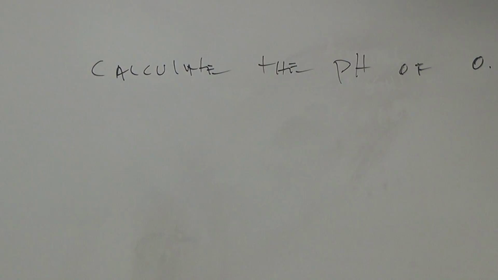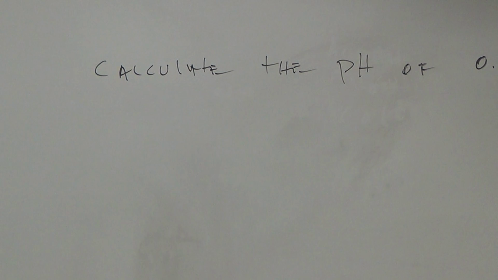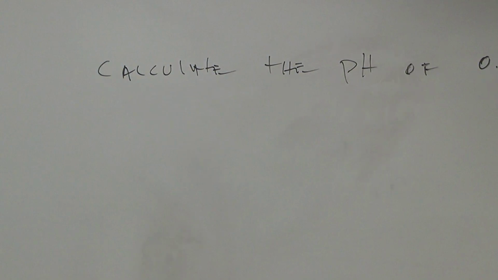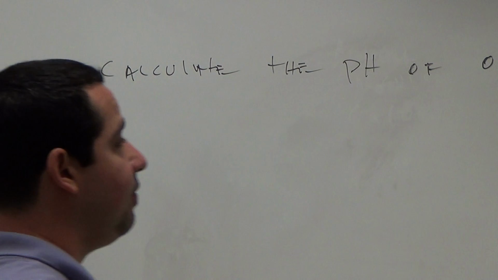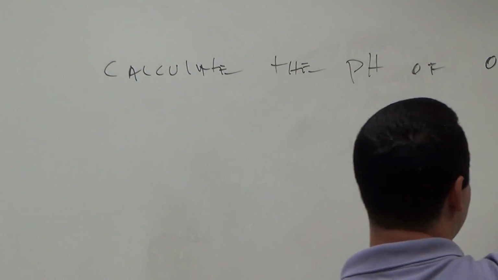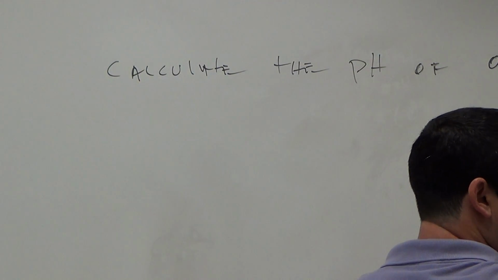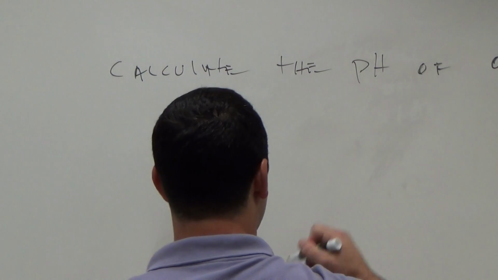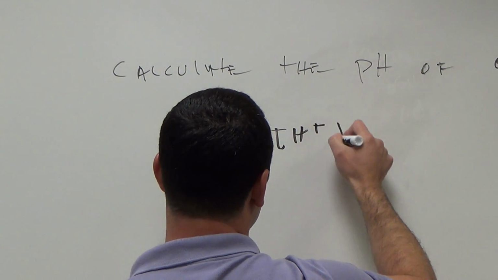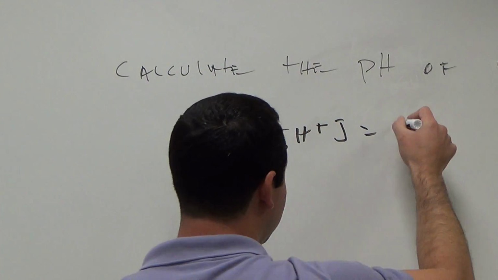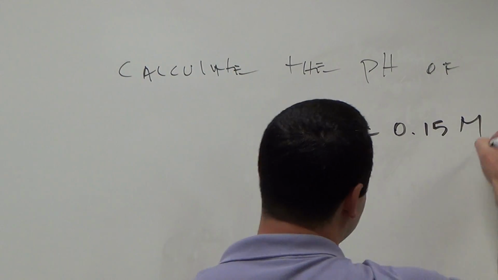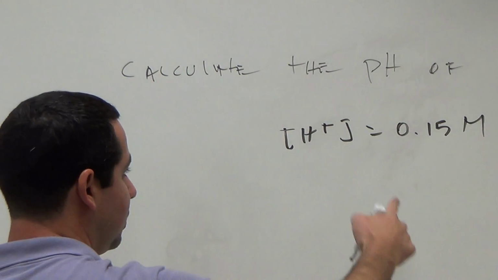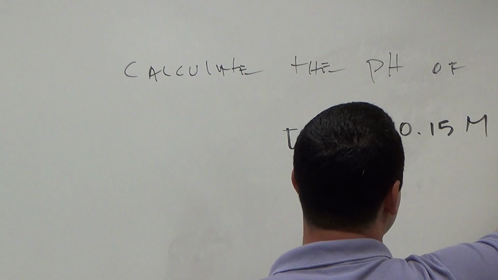First thing you gotta ask yourself, is it strong or weak? It is strong. And if it is strong, what does that mean? That this whole thing dissociates, yes? So the concentration of H plus, because that is a strong acid, is 0.15 molarity. You agree? That's the concentration of H plus because that's a strong acid.